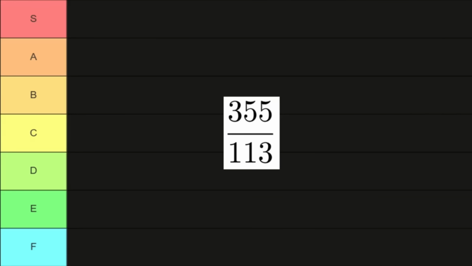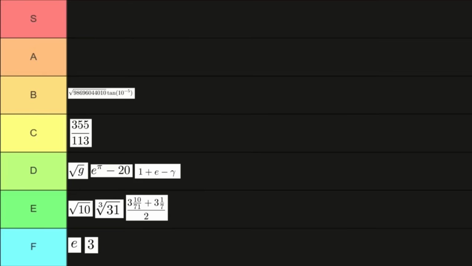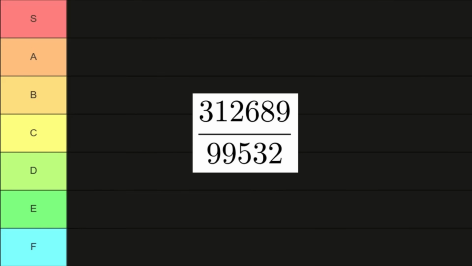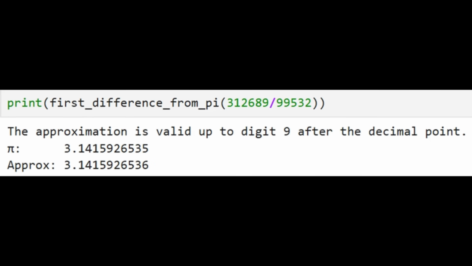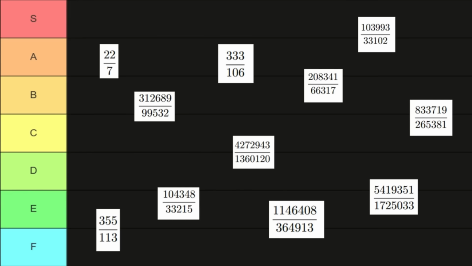355 over 113 performs surprisingly well for a seemingly simple and random fraction. C tier. This one is pretty similar, another random fraction that gets you all the way up to 9 digits. C tier. These two previous expressions are actually what's called best rational approximations of pi, meaning you can't do better with a fraction of the same or smaller denominator. There are more of them, but I'm not going to include every single one on this list.